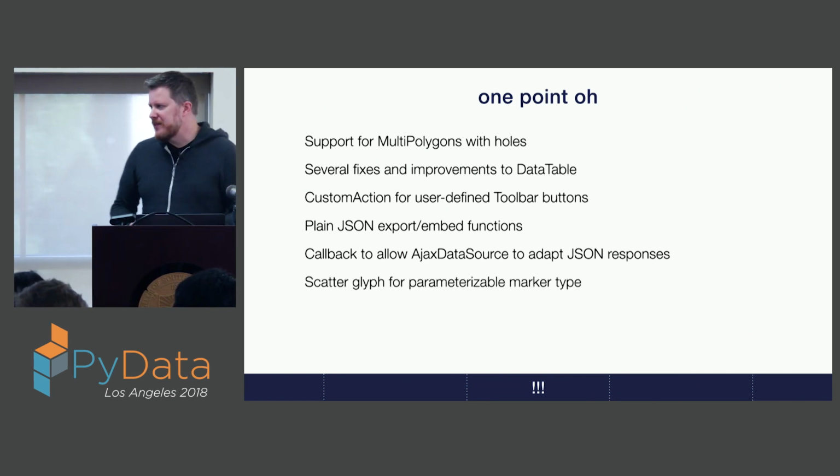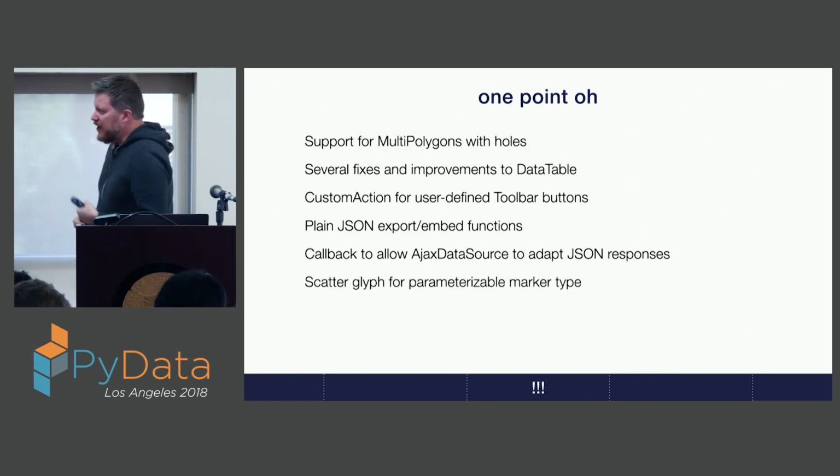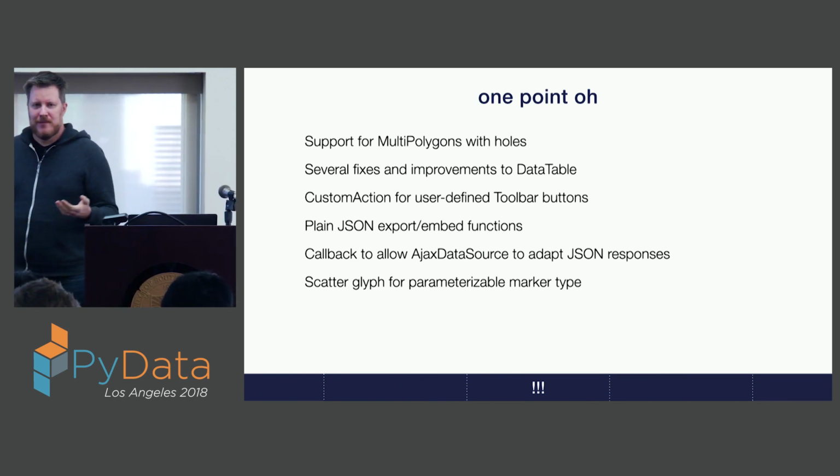Another long-time feature that has been asked for that we just now finally got around to was a parameterizable scatter type.